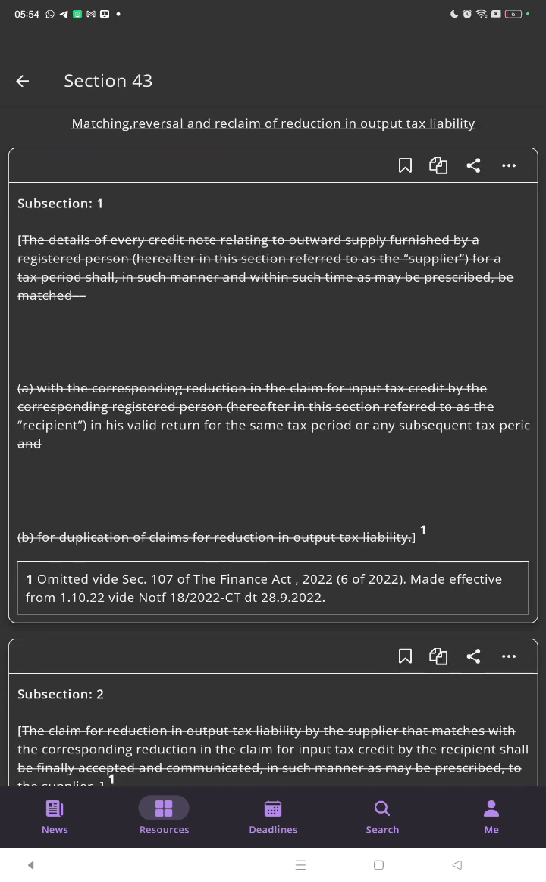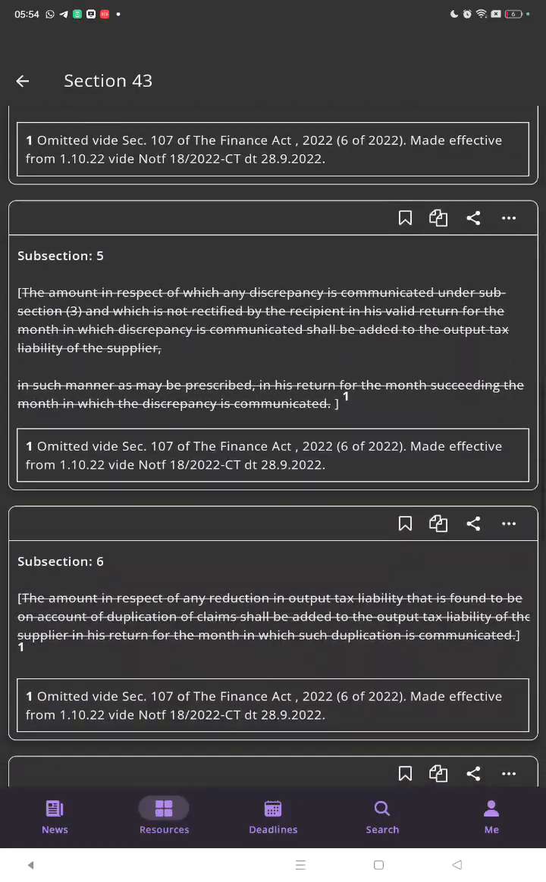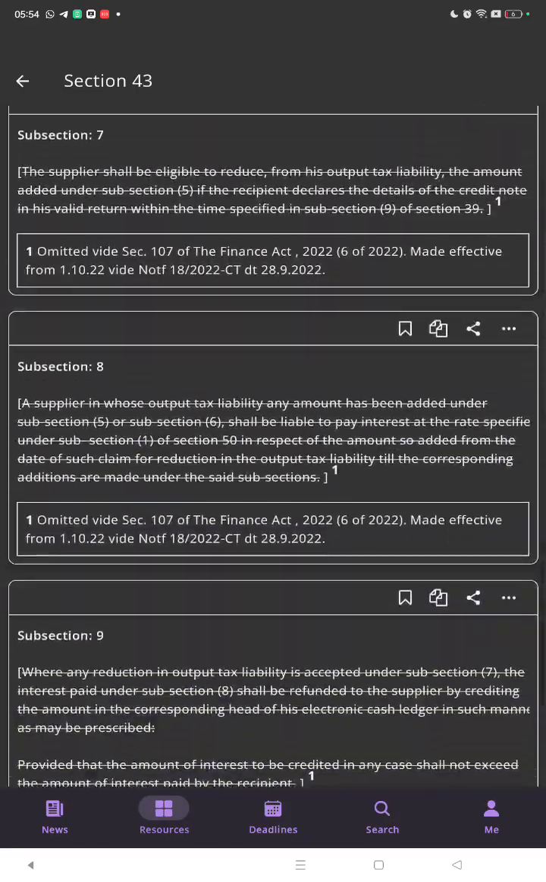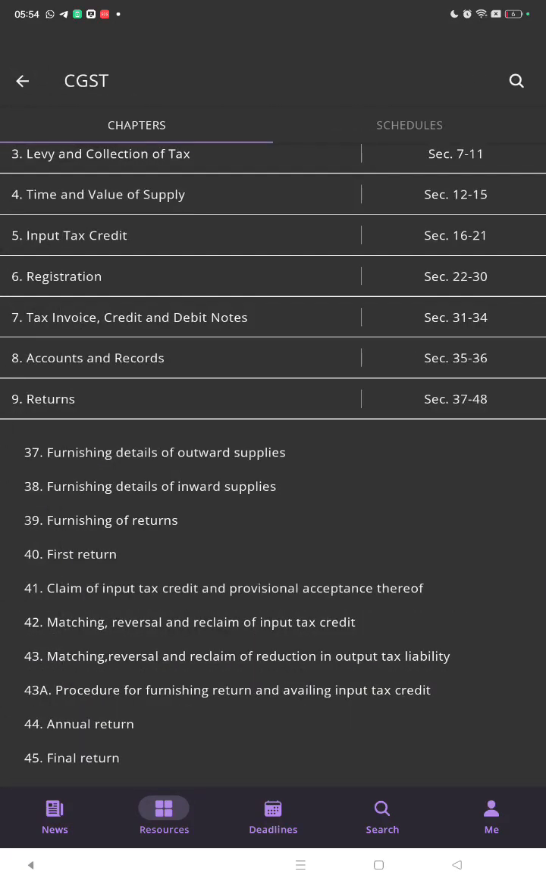Section 43, matching, reversal and reclaim of reduction in the output tax liability. This section also has been omitted.